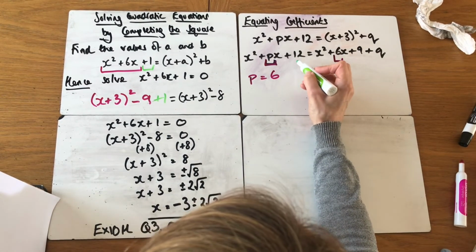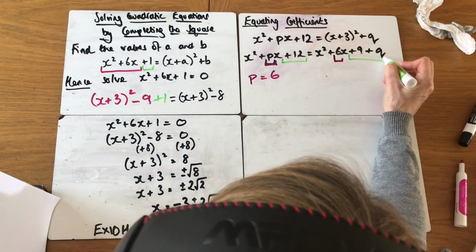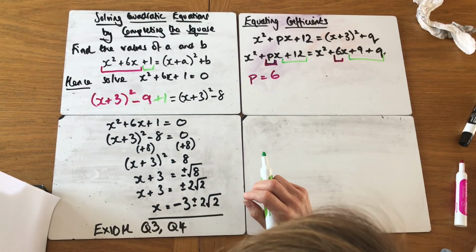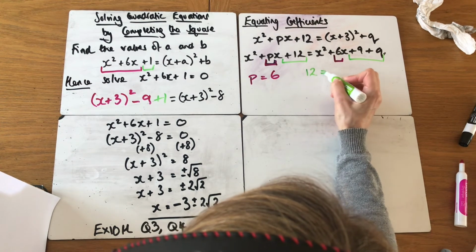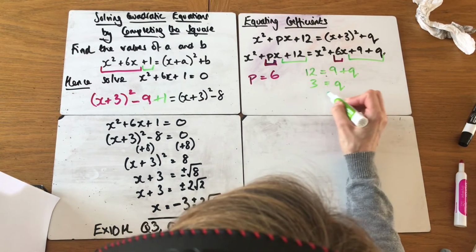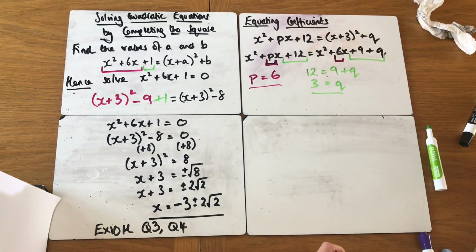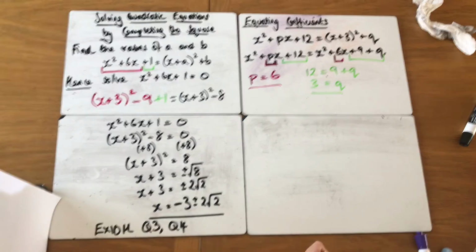With the number part of the quadratic expression, on the left I've got plus 12, and on the right I've got 9 plus q. So that means 12 must equal 9 plus q, which means q equals 3. And there I've used equating coefficients to find the values of p and of q.